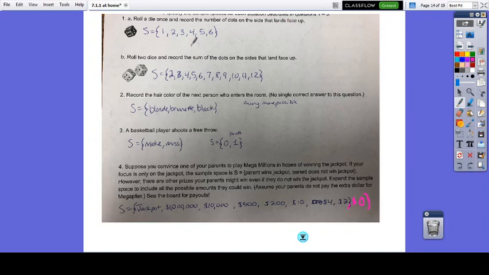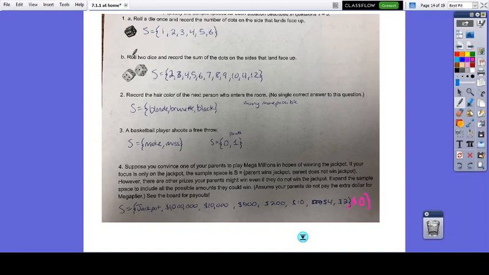So remember, this sample space is a set of all possible outcomes of a random process. So the random process here is you roll the die. Okay, the all possible outcomes here are everything that it could have been. So it could have been a 1, a 2, a 3, a 4, a 5, or a 6. Notice it's a capital S equals, it's got the curly brackets, it's got commas between all of the possible outcomes.